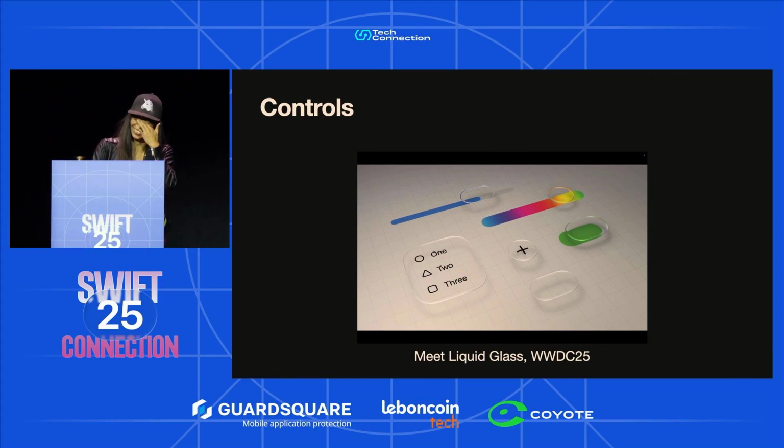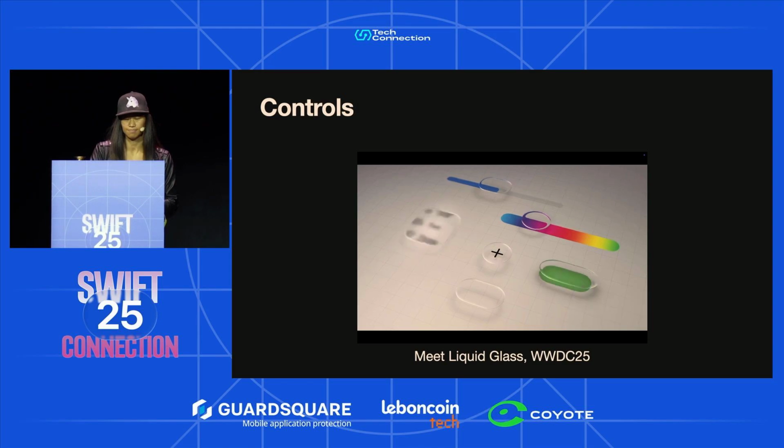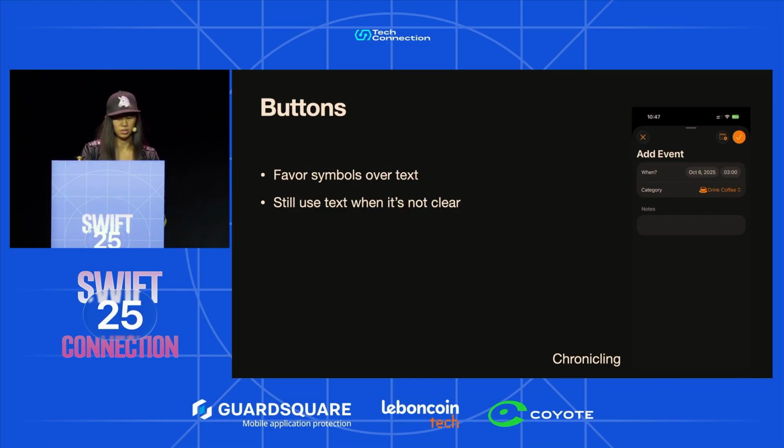That's it. Let's talk about controls. The beautiful controls that Liquid Glass gave us are all the buttons, the sliders, the menus, and then the best part is all the custom controls. But again, you get all of these things completely for free just by building with Xcode 26.